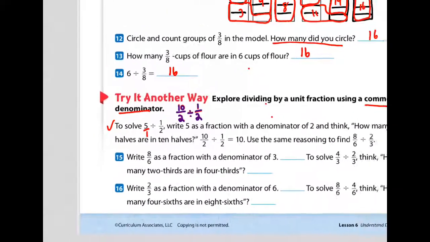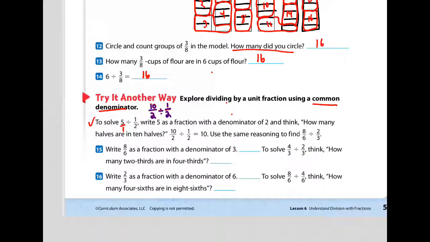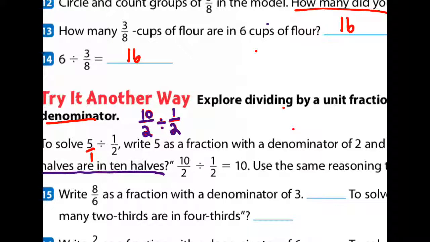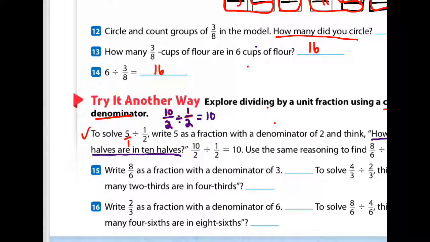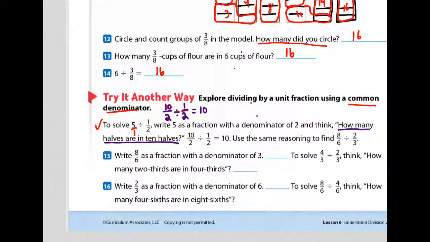Now the question says, think, how many halves are in 10 halves? Well, think about it. When you say the word 10 halves, doesn't that answer your question? How many halves are in 10 halves? Well, there are 10 halves because it's 10 halves. So the answer is 10. Use the same reasoning to find 8/6 divided by 2/3. Now, we're going to get you started here real quick.